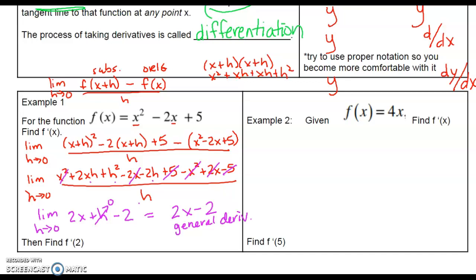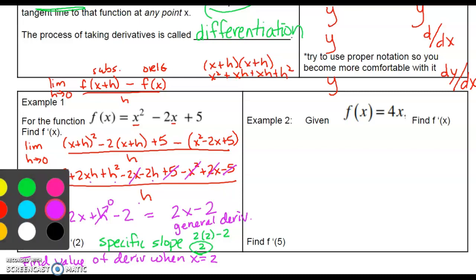And so you might see this notation, find f prime of 2. So what that means is to find the value of the derivative when x equals 2. And I know there's a lot of 2's going on here, but that's just a coincidence. So it says, hey, take this general derivative, and I call it my specific, we know a derivative is the slope, my specific slope at x equals 2. So if I substitute 2, I get 4 minus 2 is 2. And so that's what f prime of 2 is, okay?